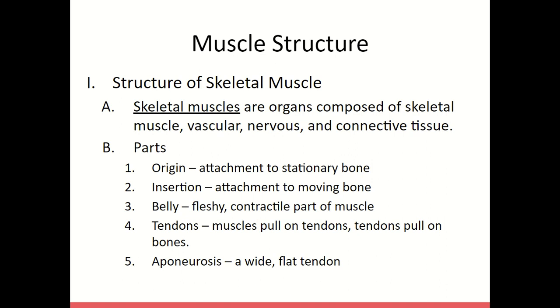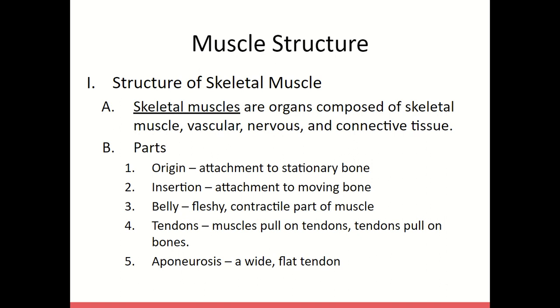The insertion is the attachment of the muscle to the bone that it moves. So in the case of your biceps, it hooks onto your radius and it pulls the radius up towards your shoulder. So the radius would be its insertion. Some muscles switch back and forth because they can move one or the other, but most of your muscles have one origin and one insertion. Some of them can have a couple of origins or insertions depending on where they're located.